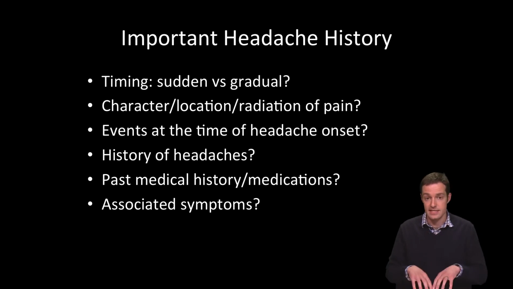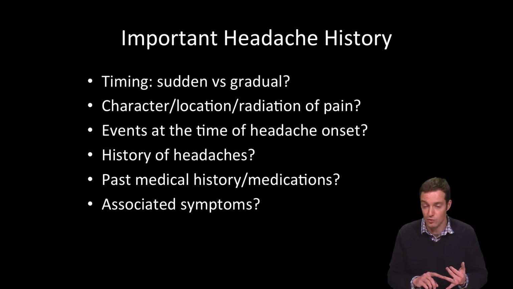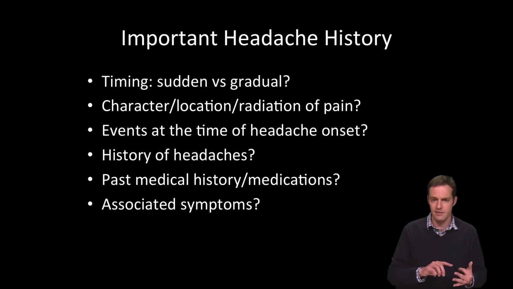We've gone through this headache sample history, but I just want to make sure you know when someone comes to see you and has a history of headache, whether it's emergent or not, it's important to get a targeted, complete headache history, and this does include the timing of the headache, meaning sudden or gradual in onset. Sudden tends to be a little more dangerous than gradual. The character, location, and radiation of the pain, if it involves the neck at all, which would be concerning. Events that occurred at the time of the headache onset, any precipitating factors. Was there trauma involved? Is it associated with activity?